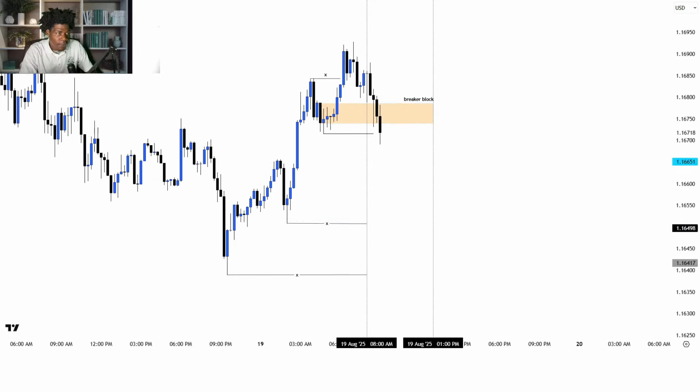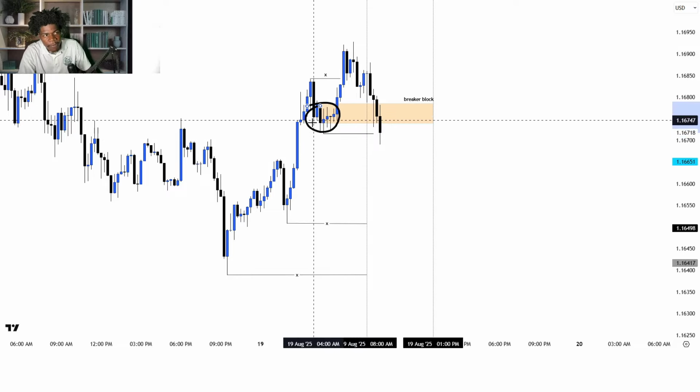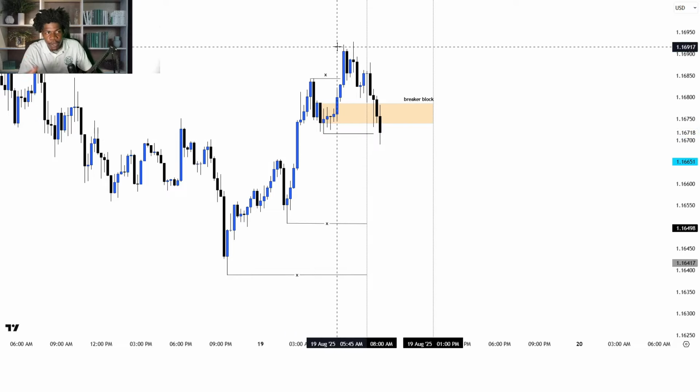Let's go over this second example right here. We see that price extend higher and swept these old highs to then quickly displace lower and break through this high right here. The last bearish candlestick before the rally higher is your breaker order block.